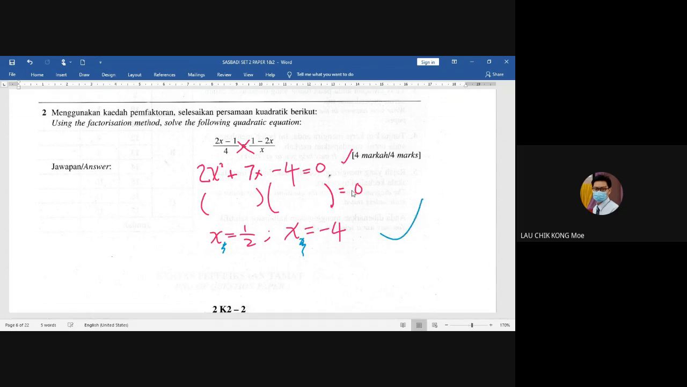Okay. So all together is 4 marks. So this is 1 mark, 1 mark here. Factorization 1 mark. And this general form 1 mark. So all together is 4 marks. Congrats to all of you because you can get it well.